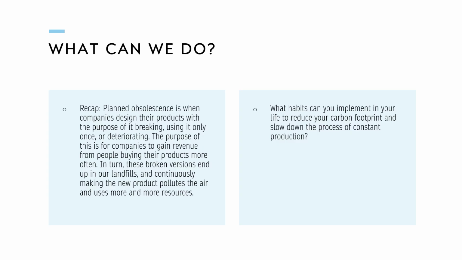So just to close the presentation, before researching this personally, I did not know about planned obsolescence, so I'm hoping that a lot of it could impact the way that a lot of us choose to buy from certain products and certain companies and things like that. So just a closing question is, what habits can you implement in your life to reduce your carbon footprint and slow down the process of constant production?